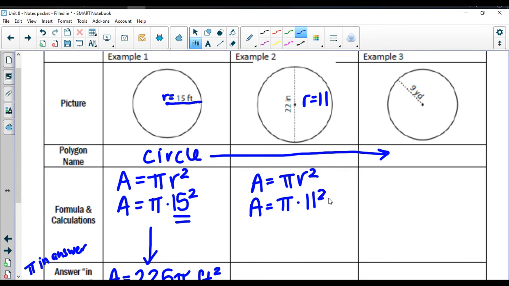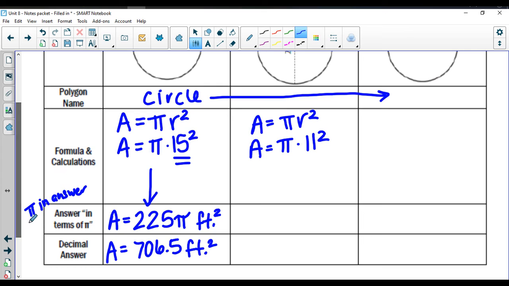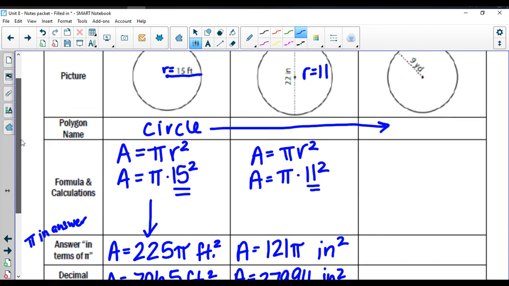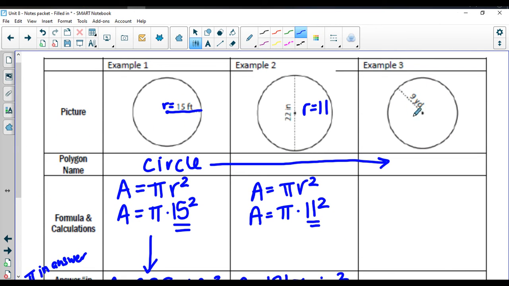Pi times 11 squared. So we'll leave our answer in terms of pi, which means we'll do 11 squared. So 11 squared is 121. And then we don't forget our pi, and our units here are inches, so we're going to say inches squared. If we want to go ahead and change this to decimal form, we'll do 121 times 3.14. That'll give us 379.94 inches squared.